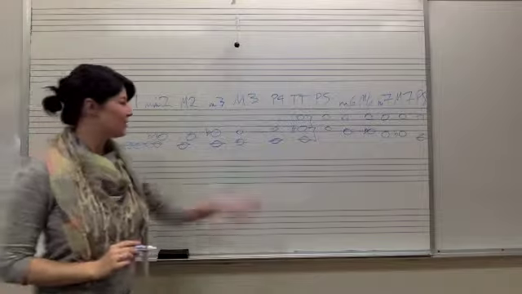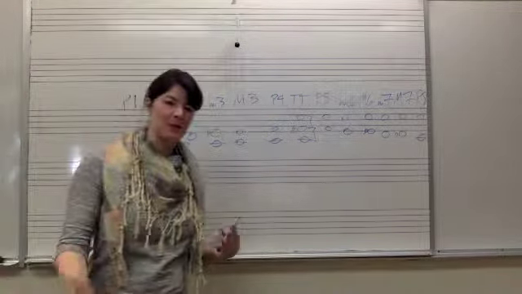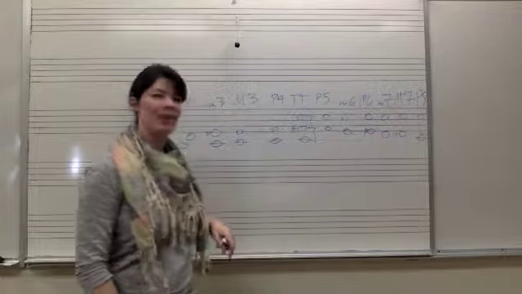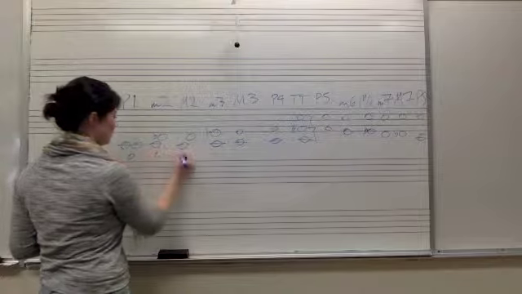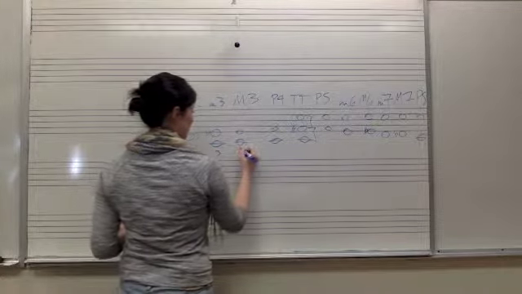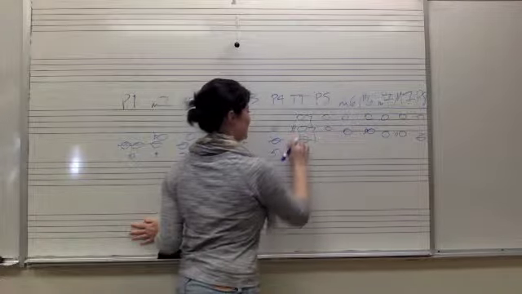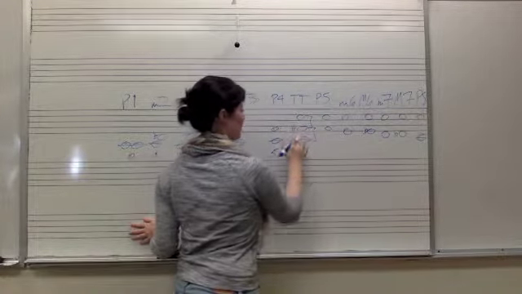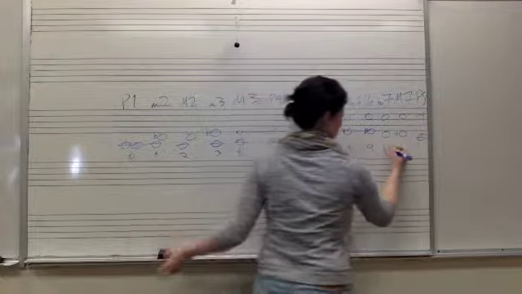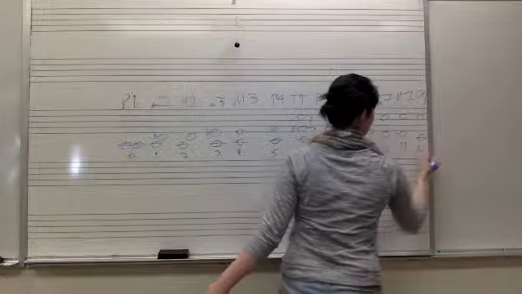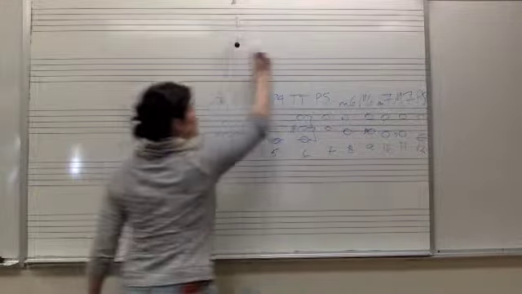All right? So these are exactly the same space apart, these half steps, right? So again, 0 half steps, 1, 2, 3 half steps, 4, 5, 6. So each of these is 6 half steps apart. 7 half steps, 8 half steps, 9, 10, 11, finally 12 half steps. All right? So they're all connected.